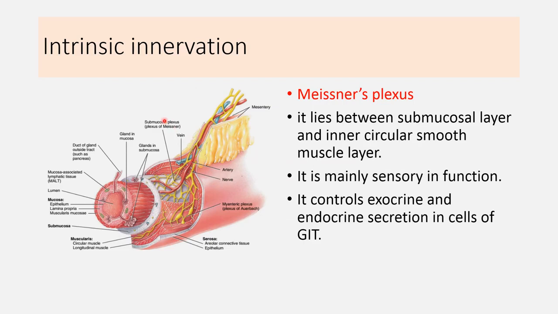Meissner's plexus lies between the submucosal layer and the inner smooth muscle layer. It is mainly sensory in function. It controls exocrine and endocrine secretion in cells of the GIT.